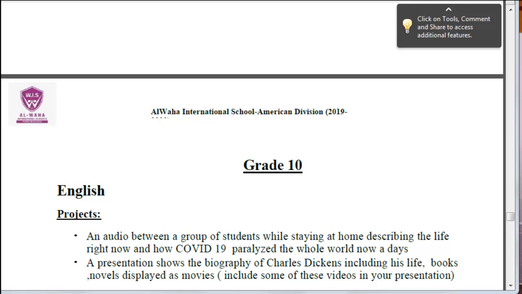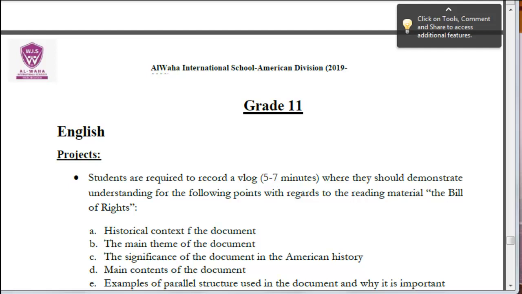Okay. As for grade 11, it's only one project. Students are required to record a vlog, even a video of 5 to 7 minutes, where they should demonstrate the understanding of the following points. It regards the reading material, the Bill of Rights, the text in their collection books. They will regard these materials: historical context of the document, the main theme of the document, significance of the document in American history, main contents of the document, and examples of parallel structure used in the document and why it's important.